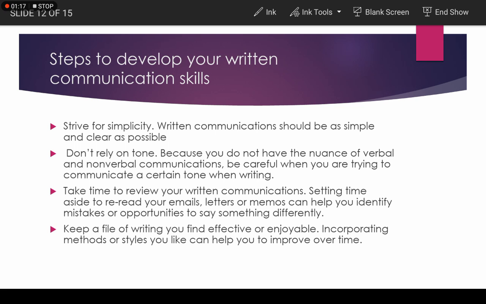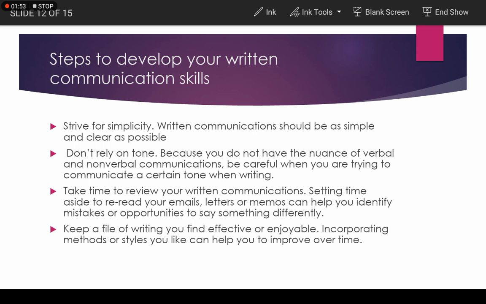Don't rely on tone. Because you do not have the nuance of verbal and nonverbal communication, be careful when you are trying to communicate a certain tone when writing. For example, attempting to communicate a joke, sarcasm, or excitement might be translated differently depending on the audience. Instead, try to keep your writing as simple and plain as possible and follow up with verbal communication where you can add more personality.